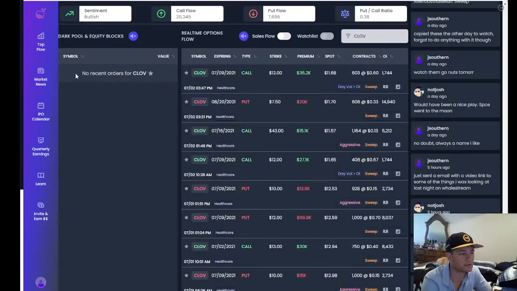So let's look at Clov. On Clov, you've got people buying calls at the $12 strike today, buying puts at the $7.50, both at end of the day. This one's interesting. Somebody bought calls at the $43 strike. They spent $15,000 on it when the stock was trading for $11.57. That's really, really high. So I would expect that this person, or this institution, is speculating that the price is going to go higher. There's really no other reason to be buying calls at that price, unless they're short. Is it possible that they're short a huge number of shares of Clov and they want to hedge against a huge price rise?